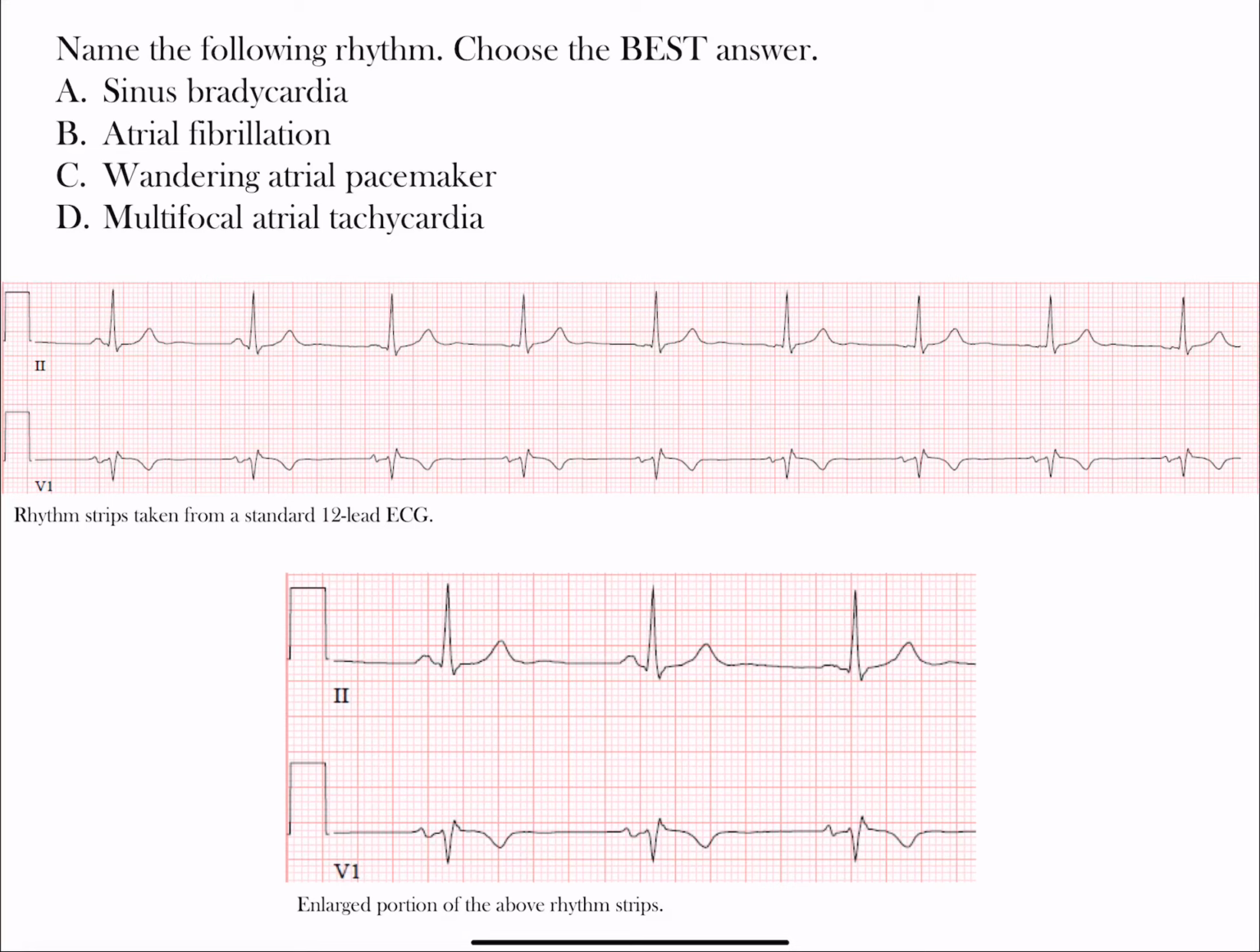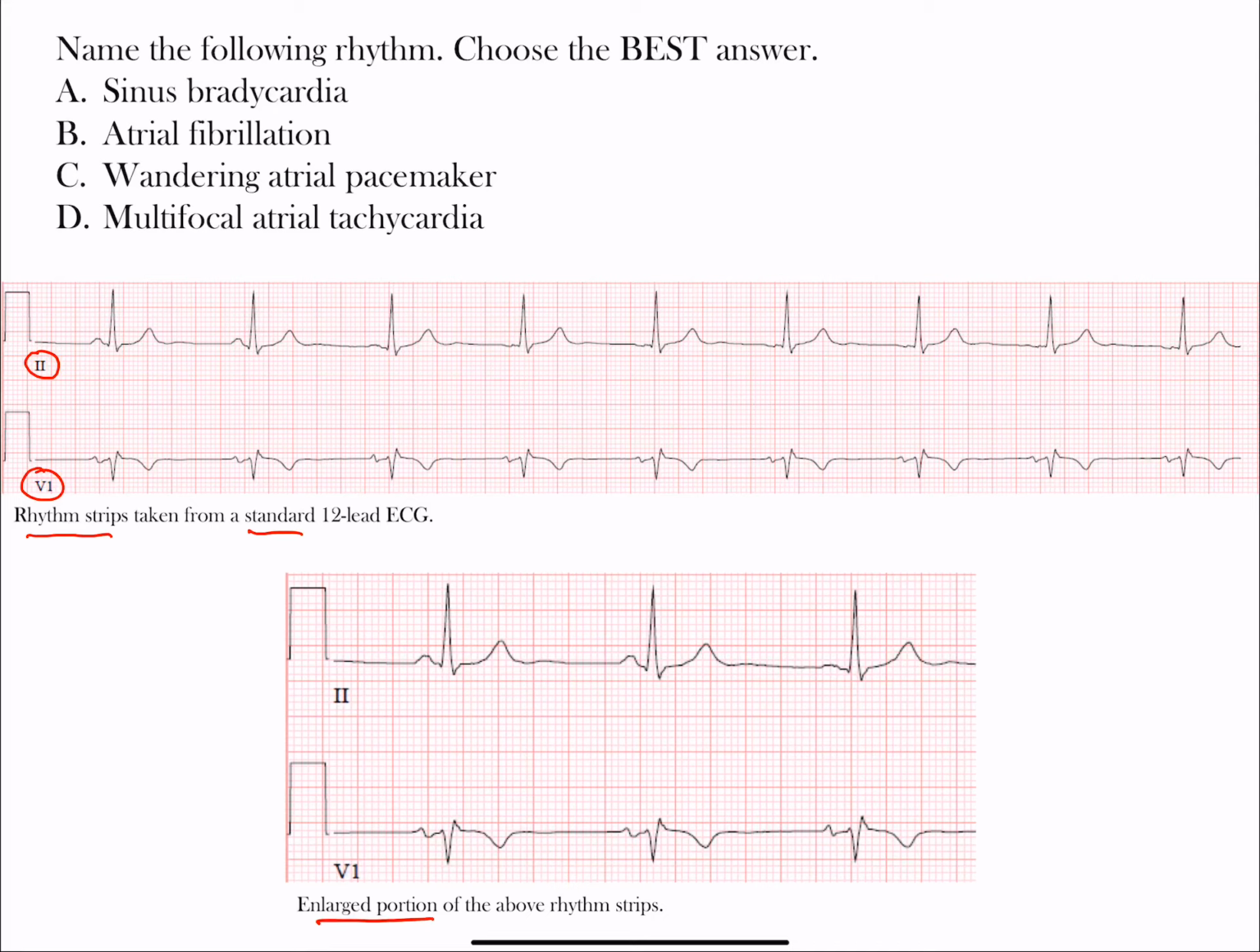So 2 rhythm strips. Again, we have these rhythm strips from our standard 12 lead. These are lead 2 and V1, lead 2 an inferior limb lead, and lead V1, a short axis view of the right anterior portion of the heart. And then we have the enlarged portion of those rhythm strips above, just so you can see those small boxes if you need help looking at the regularity or the rate.